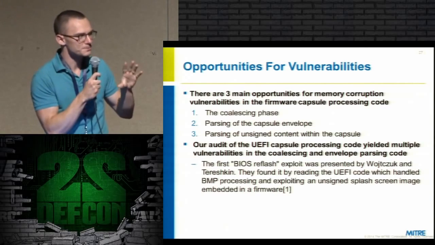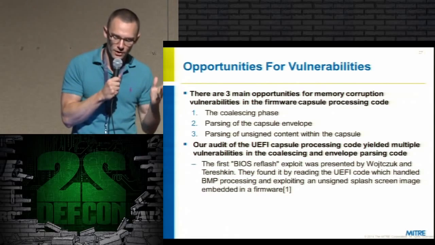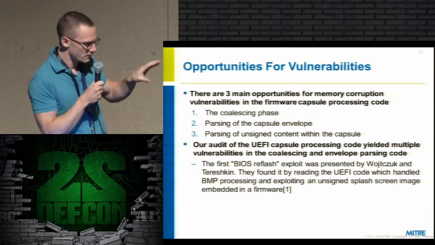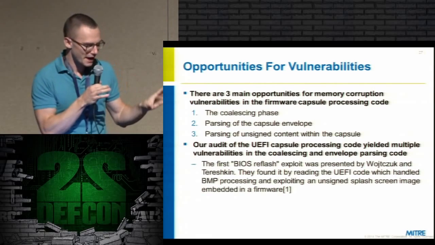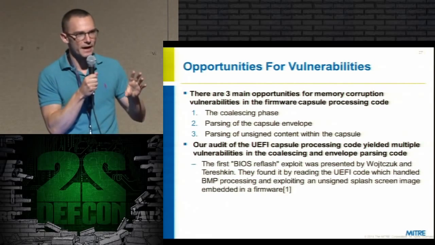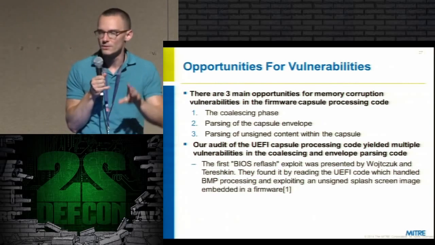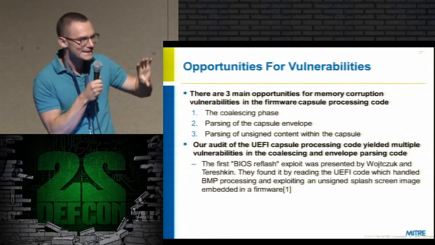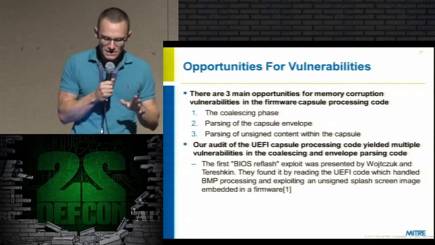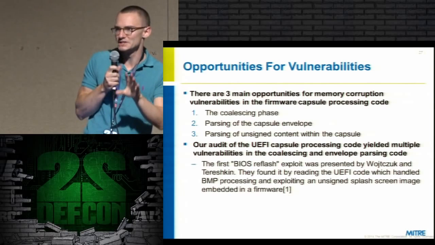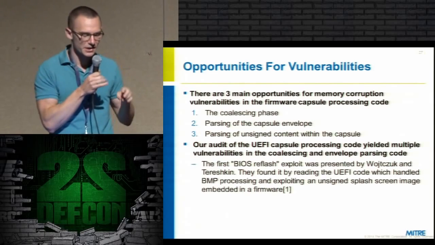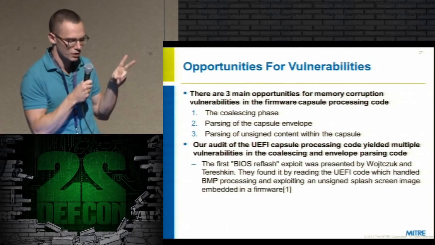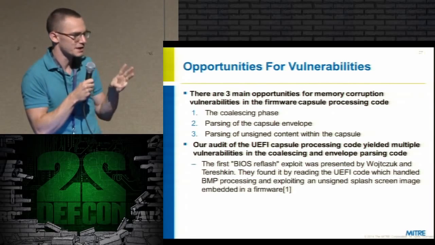Now, this was actually where the first BIOS vulnerability was found, at least the first one that we're aware of. In 2009, Invisible Things Labs found a BIOS reflash attack that revolved around the unsigned splash screen on your system. With this Intel BIOS, you could update your splash screen to have your company logo, whatever company you're working for, MITRE, be displayed. And this was unsigned content embedded in the signed BIOS update. They found some memory corruption vulnerabilities in the parsing of that unsigned splash screen, and that allowed them to get control. So these are our three main attack vectors: the coalescing, the parsing of the envelopes, and the parsing of unsigned content within the capsule.